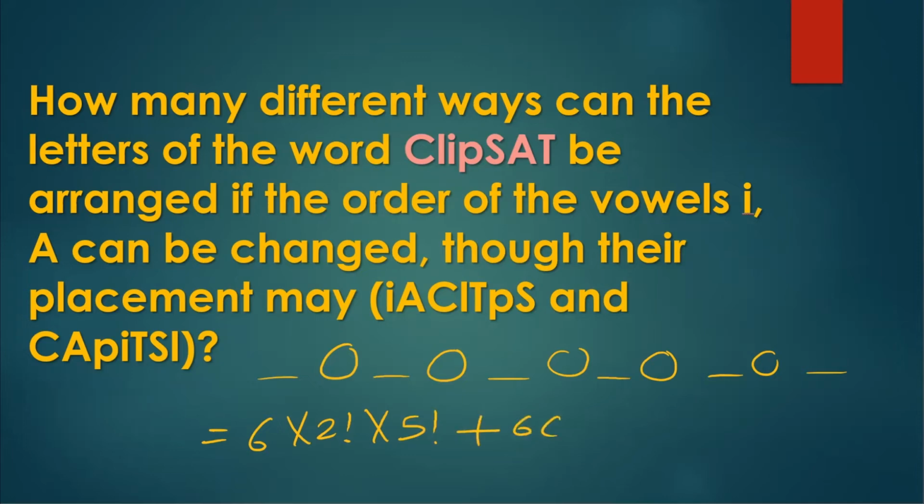Again, it will be 6C2 because we have 2 spots now. We are going to place A and I in them, 2 spots out of these 6 dashes. And in each 2 spots, we can arrange I and A or A and I. That's factorial 2 of methods. And finally factorial 5 for the others. So that will be twice the result of the previous problem.